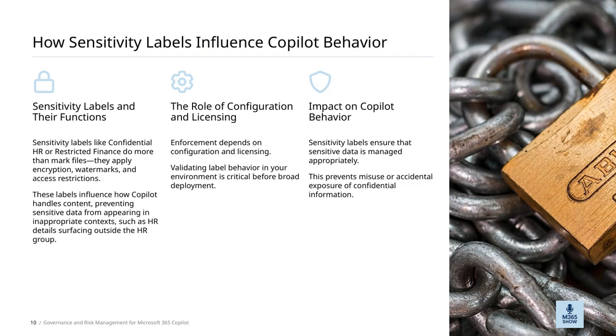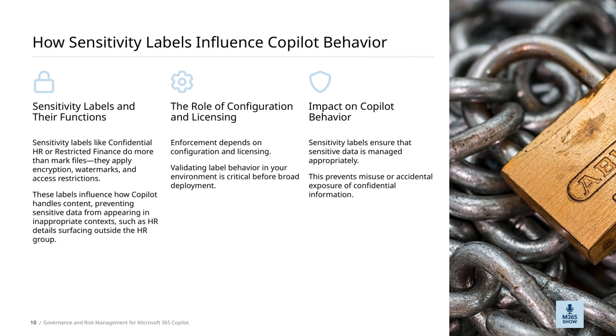Now, let's look at how sensitivity labels influence Copilot's behavior. These labels are essential for governance and risk management within Microsoft 365 Copilot. They ensure that sensitive data is managed properly, which helps prevent misuse or accidental exposure of confidential information. It's important to understand that the enforcement of these labels depends on how they're configured and the licensing in place. That means before deploying Copilot broadly, you really need to validate how labels behave in your specific environment. This step is crucial to ensure everything works as intended and that sensitive data stays protected.